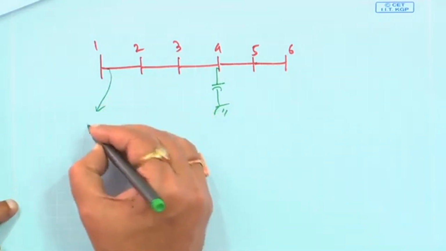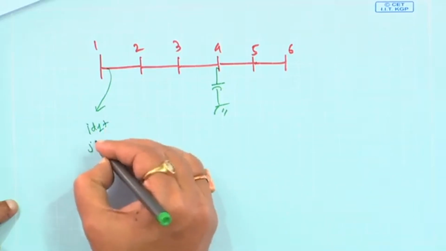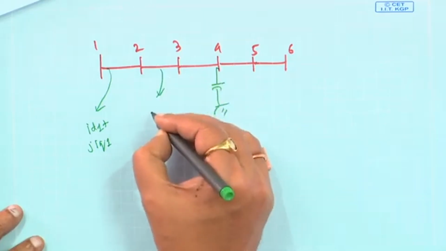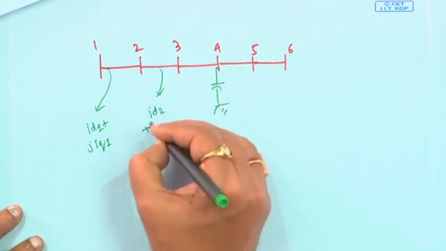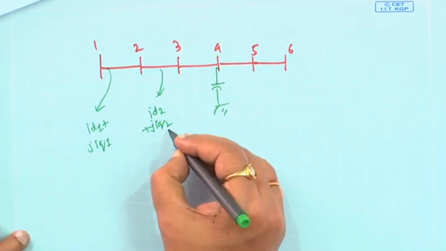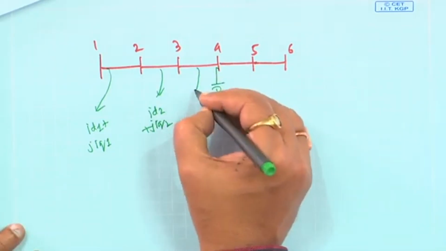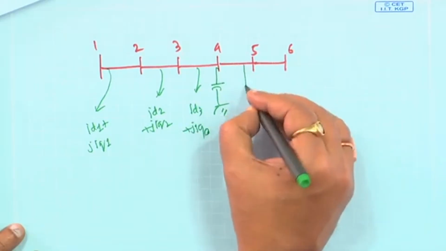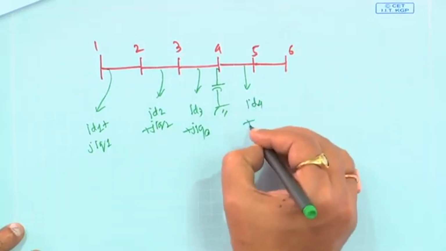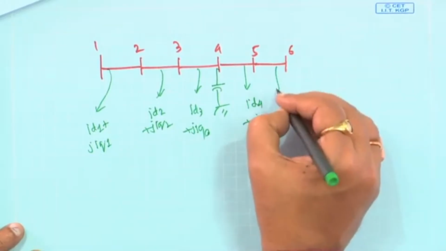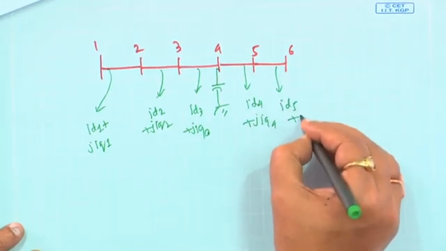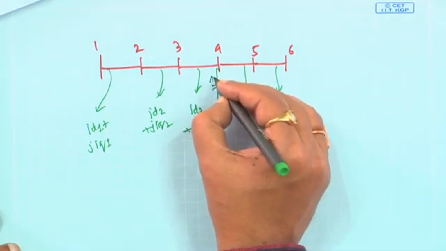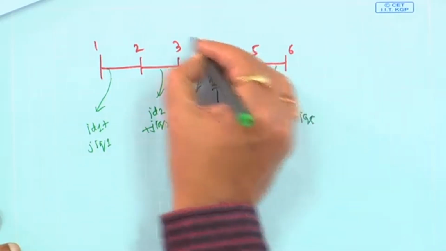The current through the branch, say, is ID1 plus j IQ1, the real component and imaginary component of the current. This branch current I2 is ID2 plus j IQ2. If it is lagging, IQ2 will be negative, it does not matter. This branch current is ID3 plus j IQ3, and branch 4 is ID4 plus j IQ4, and this branch is ID5 plus j IQ5. This is in terms of real and imaginary, and this capacitor current is IC.